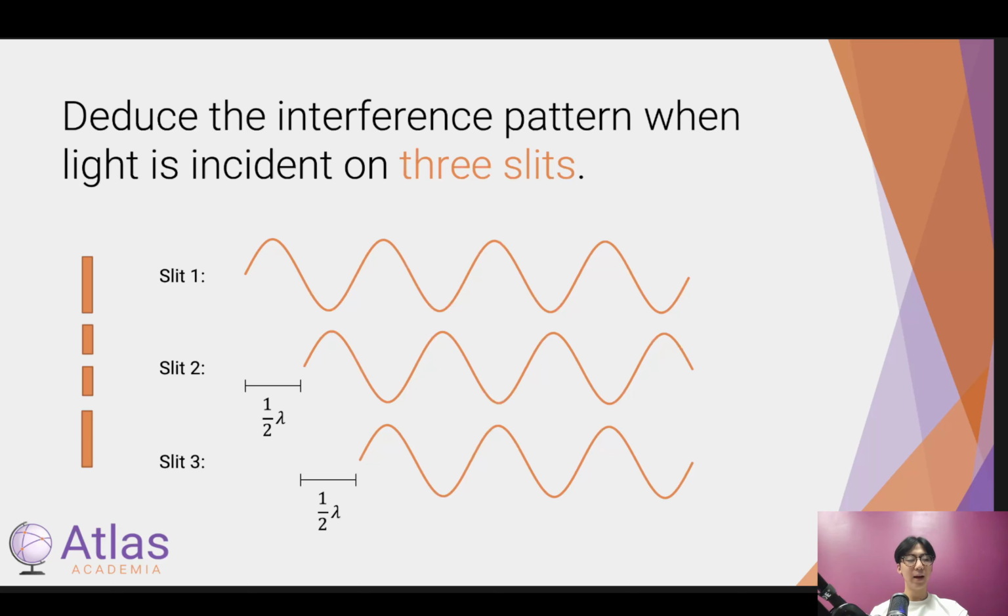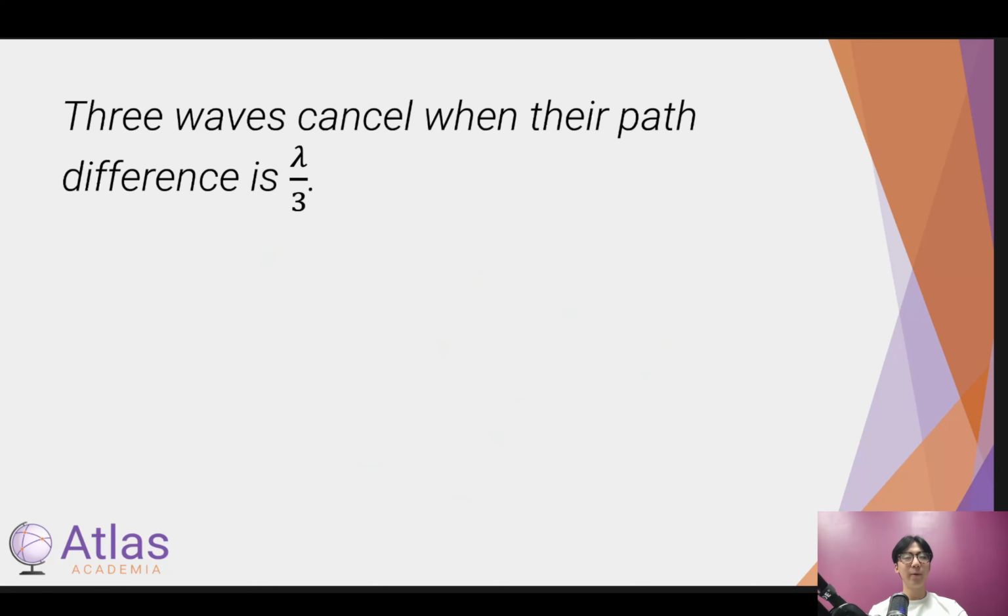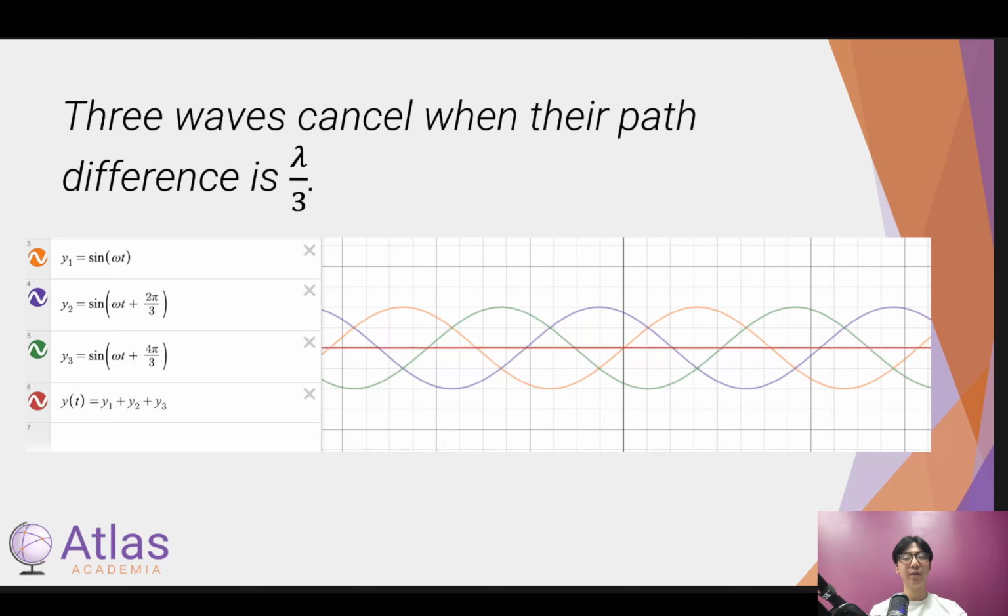And so I guess the problem that I was thinking of then is, is it even possible for three waves to perfectly cancel out? And so I went on Desmos and I played around with the phase shifts, and then I realized something which in retrospect is quite obvious. Yes, three waves can absolutely cancel, and this occurs when their path difference is a third of the wavelength. So in Desmos, this is what I saw, and indeed, when the path difference is a third of a wavelength, you can add all the graphs up and you'll just get a straight line at 0.